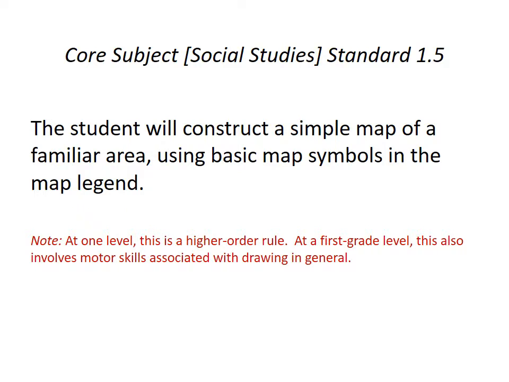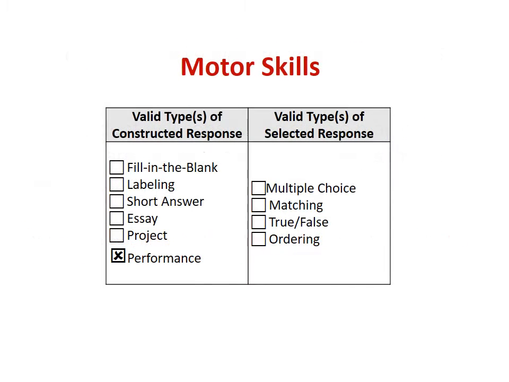Here's an example. Students will construct a simple map of a familiar area using basic map symbols. And as I indicated in the note, at one level this is a higher order rule, of course, because they're applying the rules of map making. But with younger kids, particularly first grade, it involves motor skills associated with drawing or maybe using scissors or whatever they would need to do in order to construct.